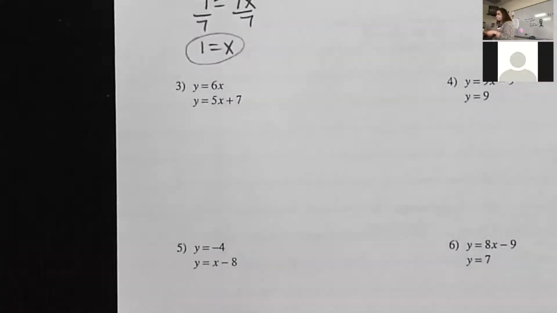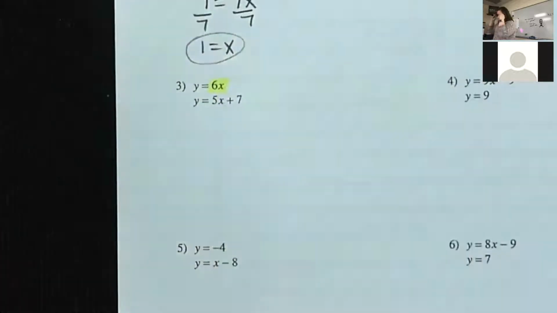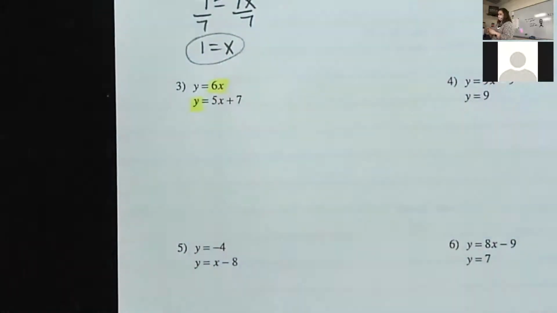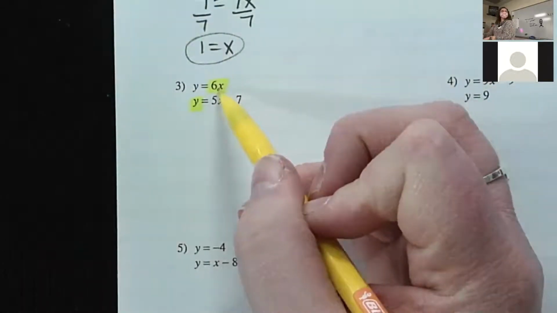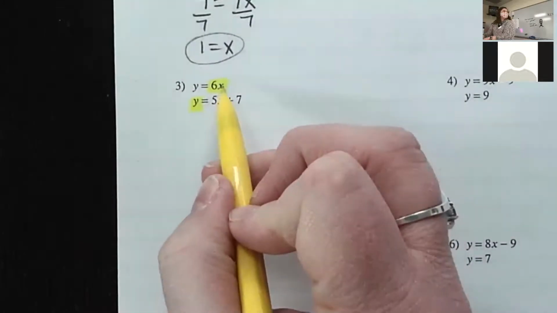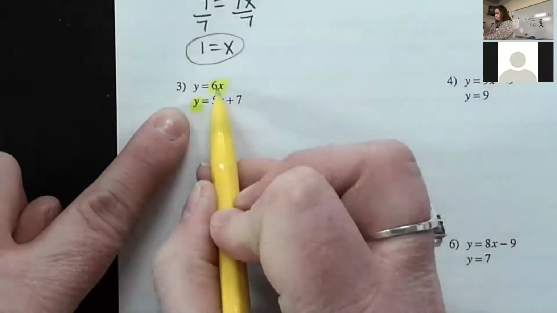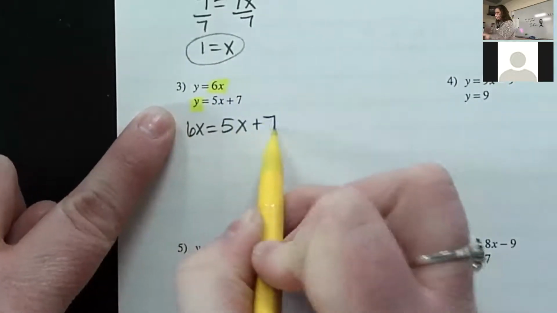All right, so let's try number 3. I see y by itself and y by itself, but I always pick the smaller one, right? So y is 6x. So I'm going to know that in my head, y is 6x. So wherever I see a y in this second equation, I'm going to plug in 6x. So on this equation, instead of y, I'm going to put 6x equals 5x plus 7.